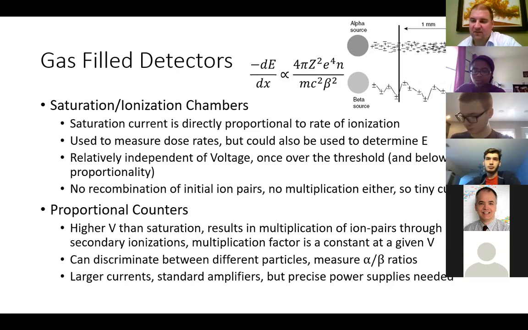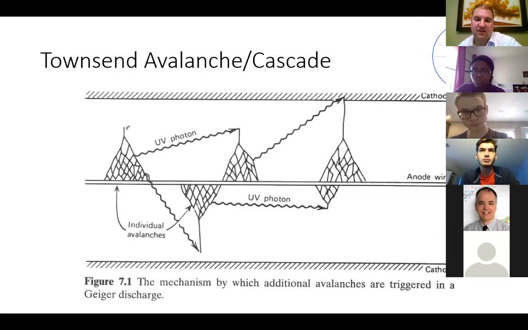When you increase the voltage even more past that proportional region and you get into the Geiger region, that is when your secondary ionizations get so significant that you have these Townsend avalanches or cascades. You can sometimes have so much energy deposited when an electron causes an ionization that you can also create ultraviolet photons. Those ultraviolet photons travel within the gas and can themselves initiate other cascades, other avalanches. So in the Geiger region, typically the whole gas inside gets ionized and all that charge has to get collected before we can measure something again.